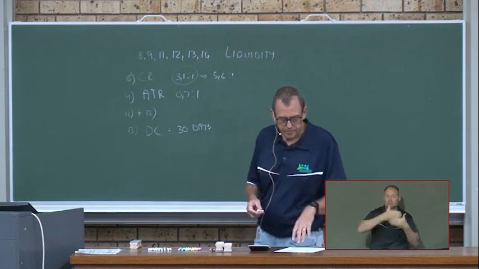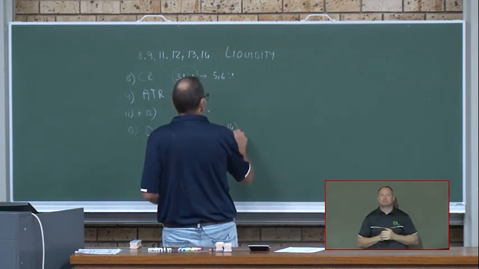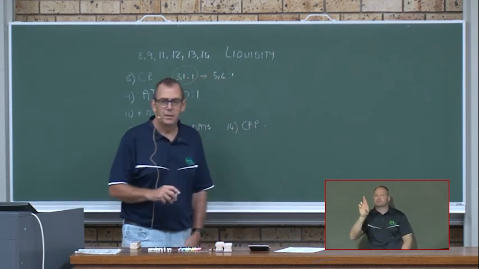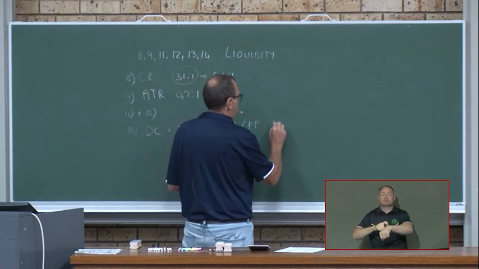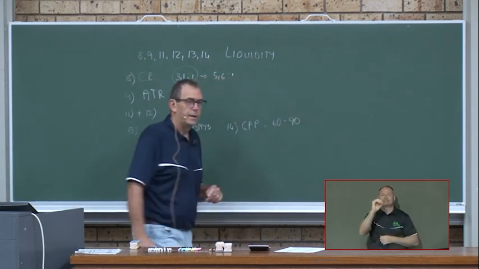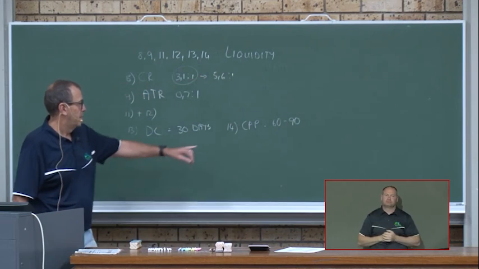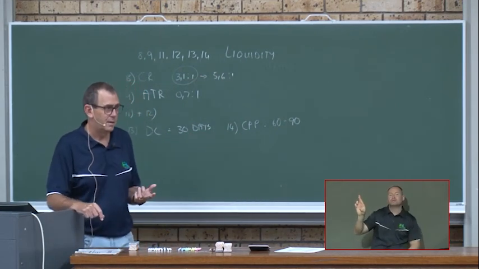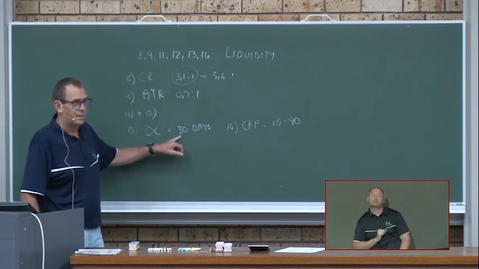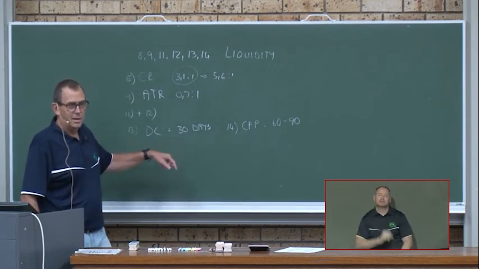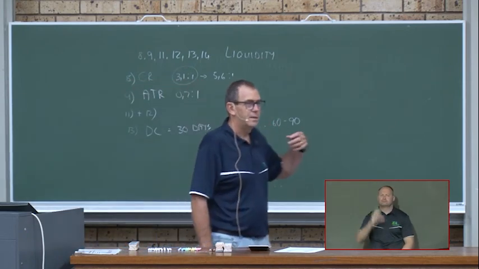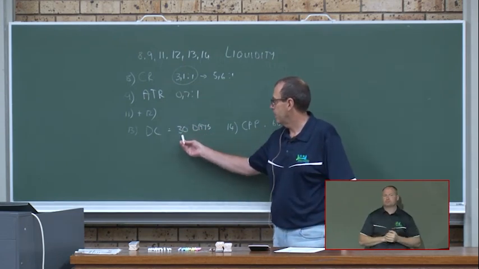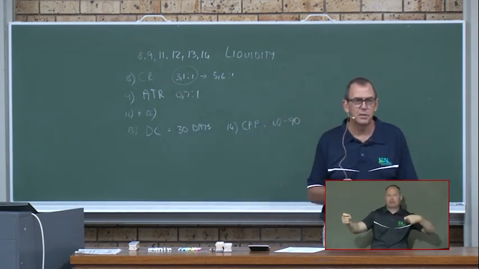Number 14, the creditors payment. What do we know about that? How long must that be? 60 to 90 days. Now, remember, your creditors, you are what for them? Debtors. And what do they want? 30 days. Now, what's the difference between your creditors and your debtors? Why can you want your debtors to pay within 30 days, but you want them to wait for 60 to 90 days?